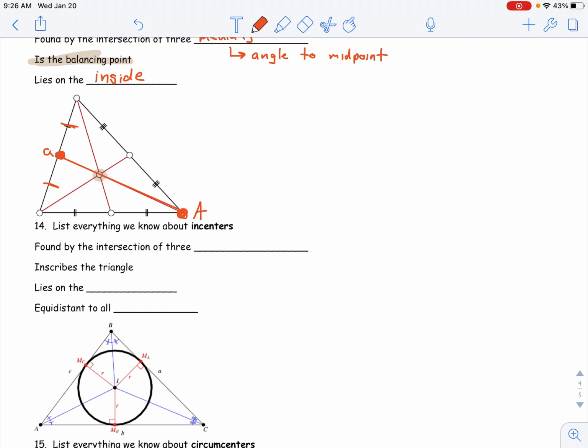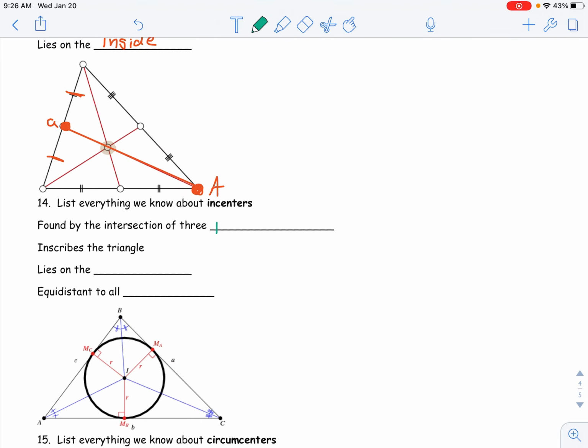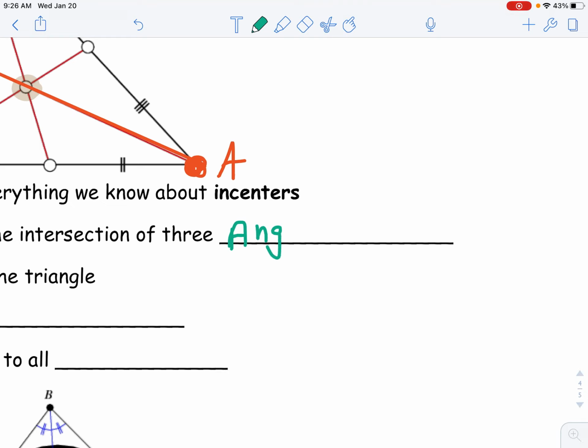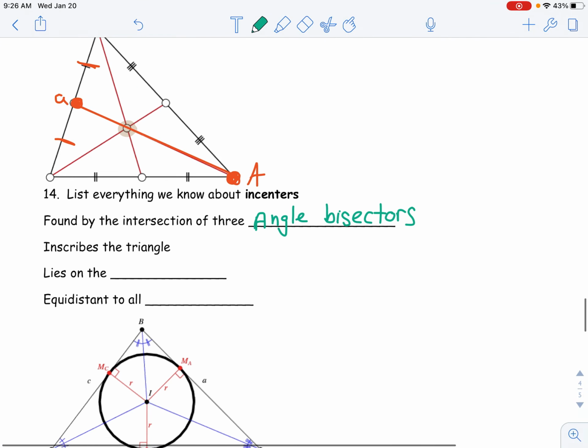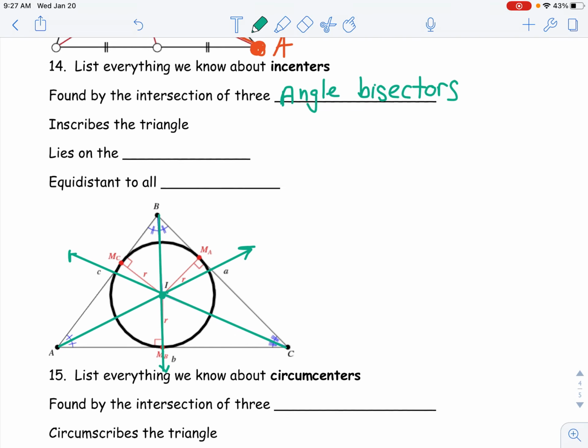Next, we got incenters. List everything we know about incenters. They're found by the intersection of three perpendicular bisectors. Excuse me, timeout. Brain fart, angle bisectors. I don't know why, but I almost had a massive brain fart. Angle bisectors. All right, so right here is an angle bisector, and in fact, I'm going to extend it just for fun. That's an angle bisector. All right, and then that's an angle bisector. All right, boom, right there.